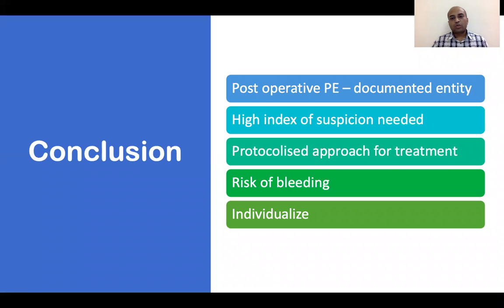So to conclude, postoperative PE is not a myth, it's a documented entity, and we need to have a very high index of suspicion to diagnose it, because most of the clinical findings are very non-specific and do not help to differentiate it from other respiratory symptoms. So a protocolized approach in your unit needs to be there to identify them. And whenever we are giving empirical anticoagulation, we need to consider the risk of bleeding and optimize it. So eventually the therapy in a post-op patient will have to be individualized, balancing the treatment of PE and the risk of bleeding.